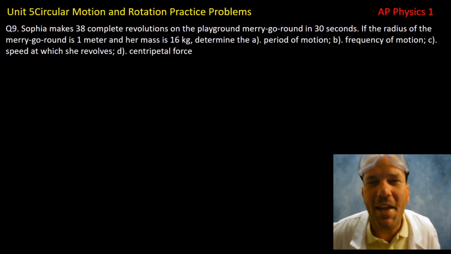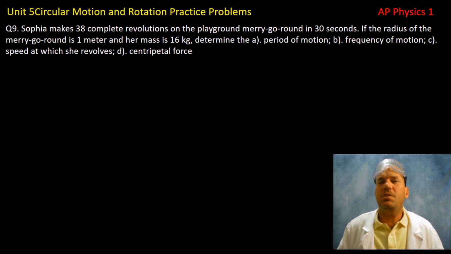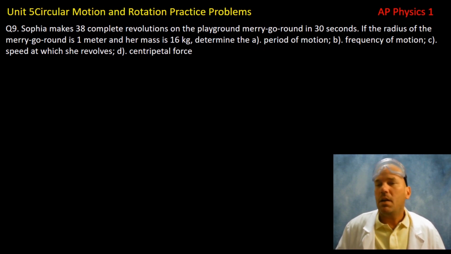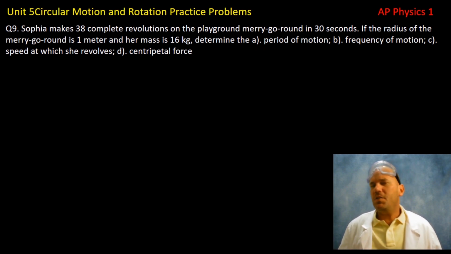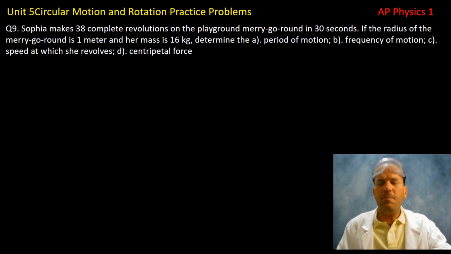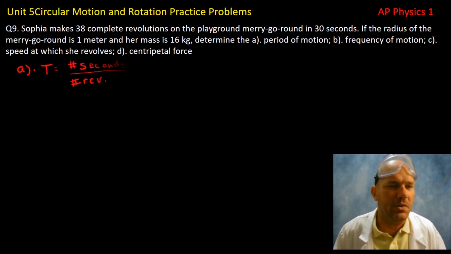In question 9, Sophia makes 38 complete revolutions on a playground merry-go-round in 30 seconds. If the radius of the merry-go-round is a meter and her mass is 16 kilograms, determine the period of motion, the frequency of motion, and the speed at which she revolves, and lastly, the centripetal force.